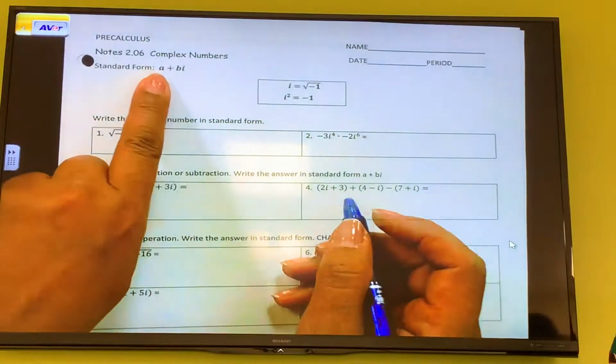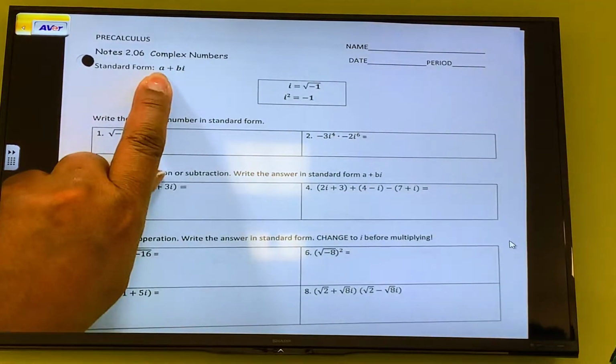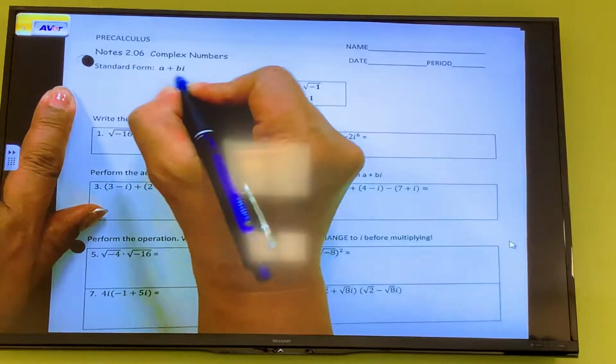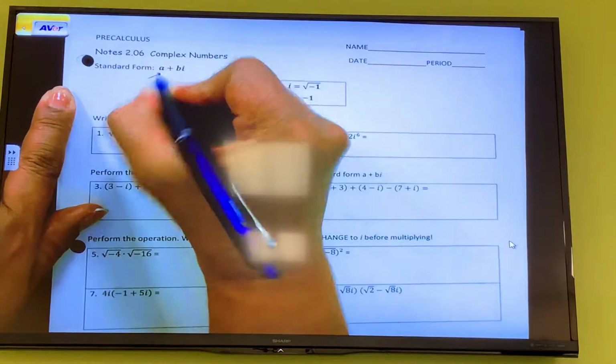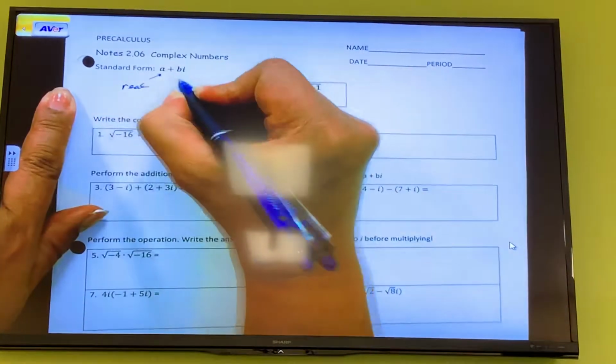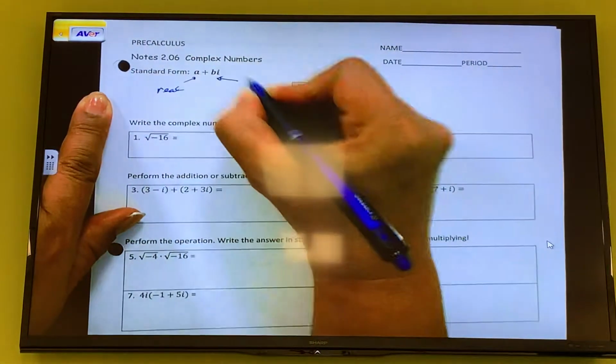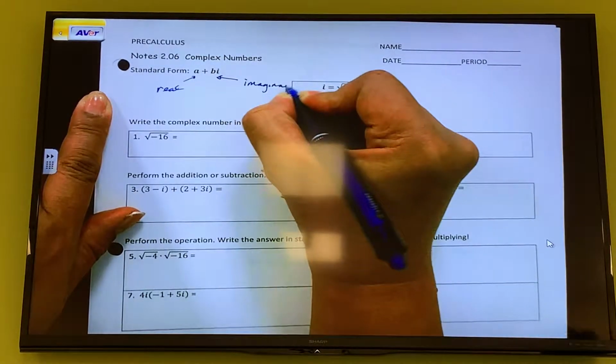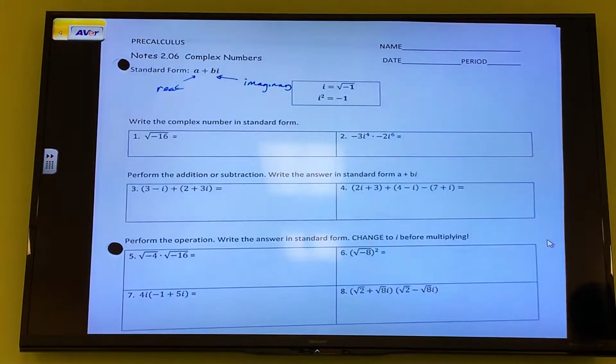But always make sure that your answers are in standard form. The standard form of a complex number is a plus bi. The a is your real number, and your bi is your imaginary. So a complex number can be a real number and an imaginary number combined.